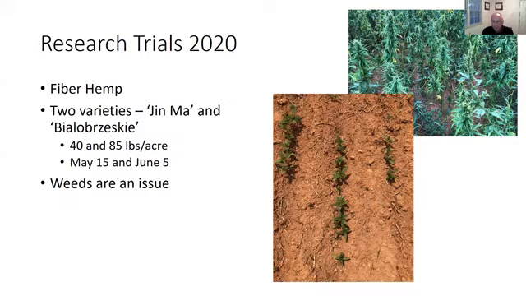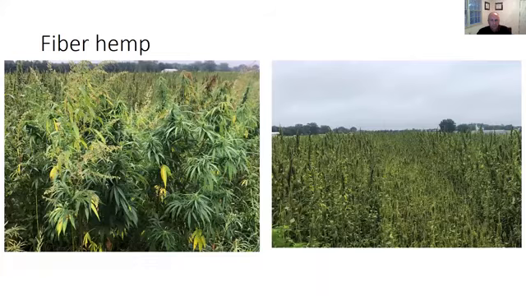I will say weeds were an issue. Even though hemp grows pretty quickly, it doesn't grow as fast as pigweed. These plants still took a few days to pop out of the ground, and even seeded at a pretty high density, they didn't compete as well as a traditional cover crop would necessarily. So weeds were an issue.